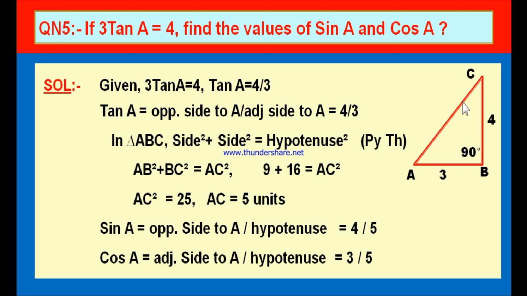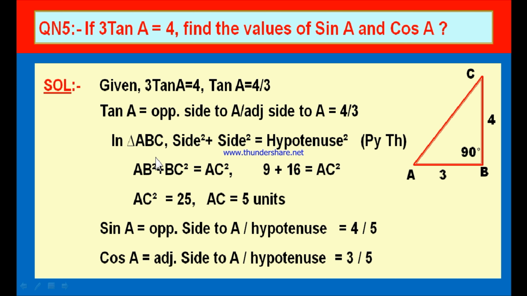and the hypotenuse is 5. Therefore, cos A is 3 by 5. Is it clear? Sin A is equal to 4 by 5 and cos A is equal to 3 by 5. So that we found the required trigonometrical ratios sin A and cos A when you know the tan A value.